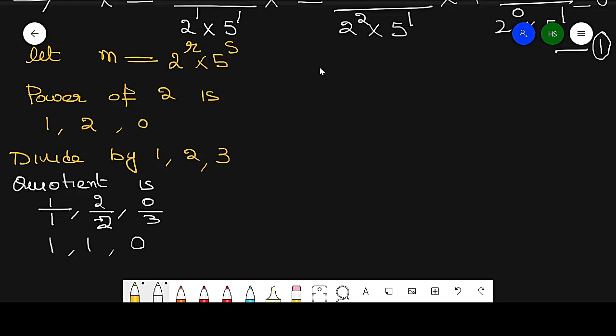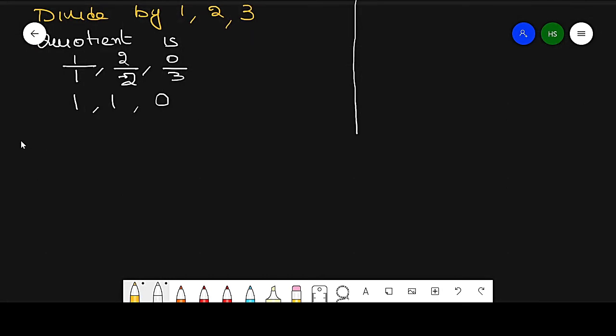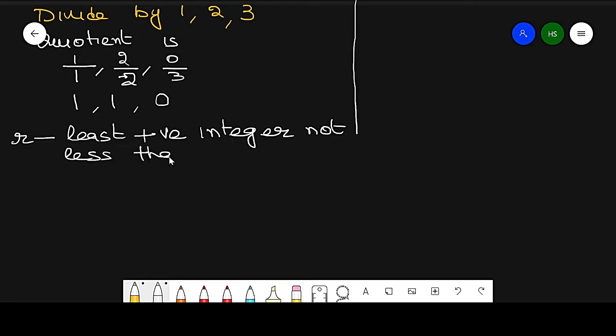So what is r? r is the least positive integer not less than the quotients. So these are the quotients 1, 1, 0. So it means r is equal to 1.